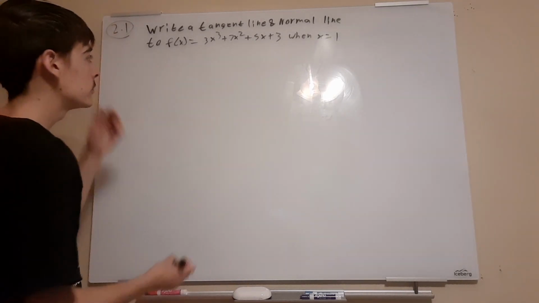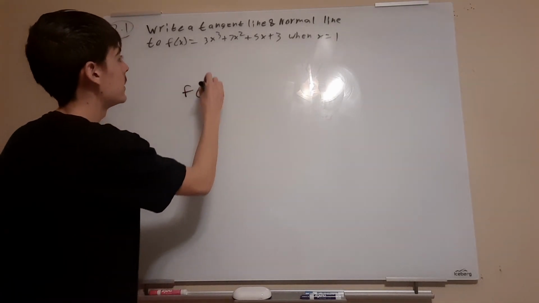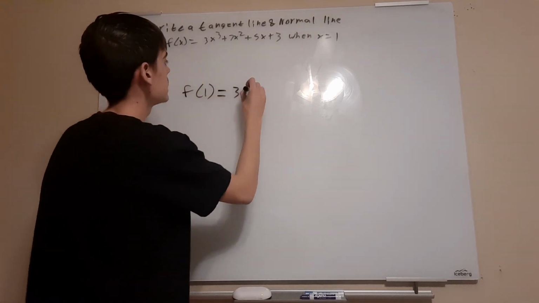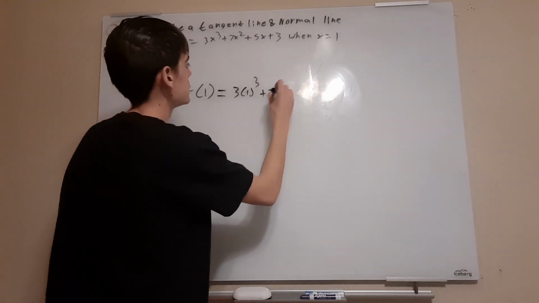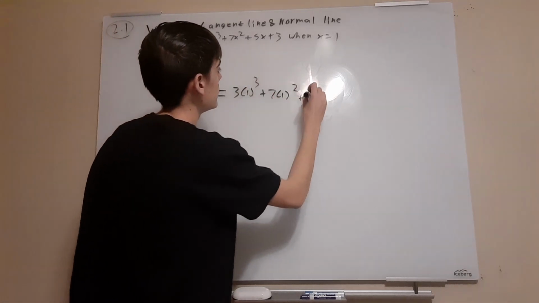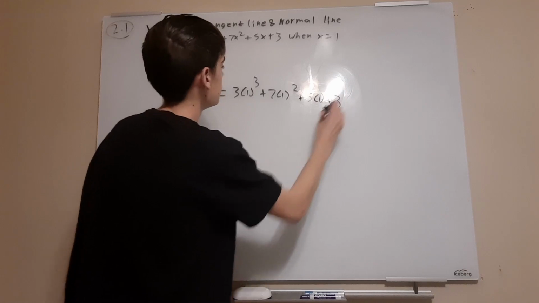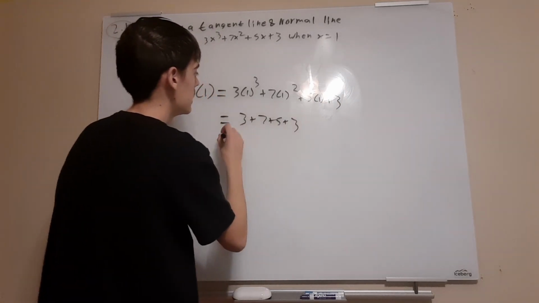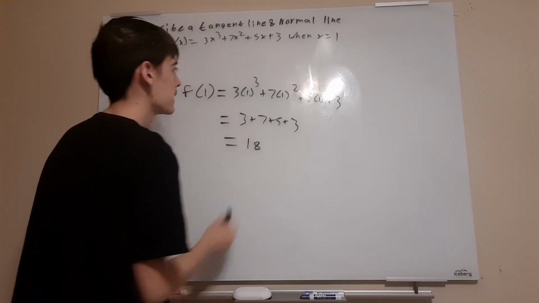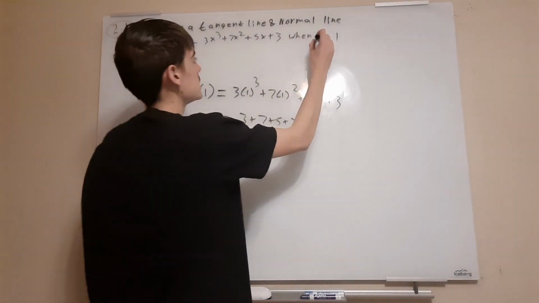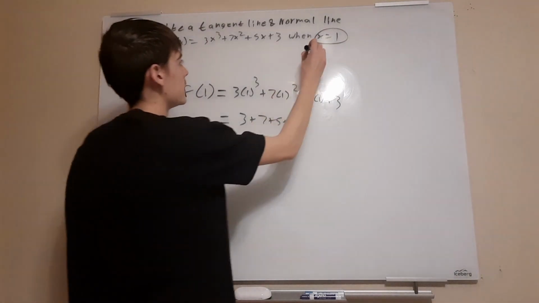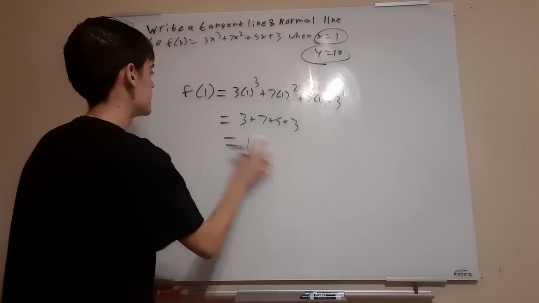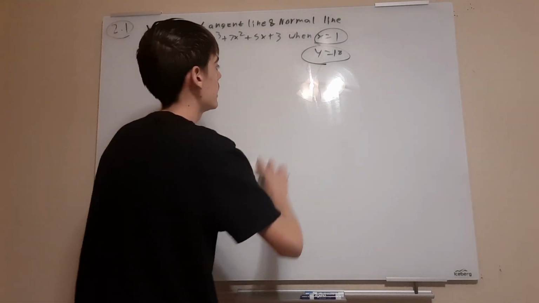So what we're going to have to do first is we're going to have to actually just plug in 1 to f of x. So f of 1 is going to equal 3 times 1 cubed plus 7 times 1 squared plus 5 times 1 and plus 3. It's going to give us 3 plus 7 plus 5 plus 3, and that's going to equal 18. So that means we know x equals 1 over here, and we just found out that y equals 18. So now all that's left is to actually find our slope.